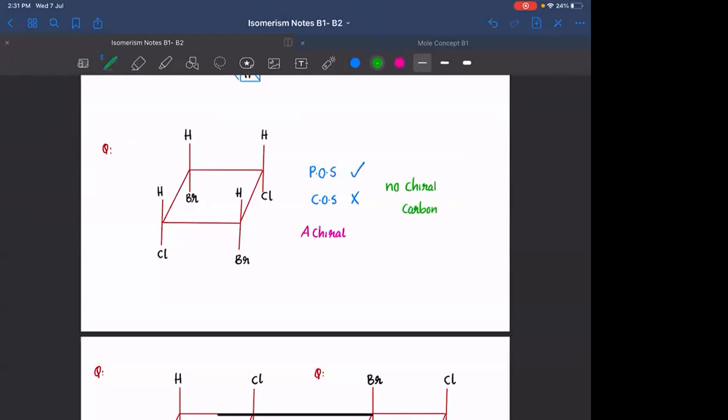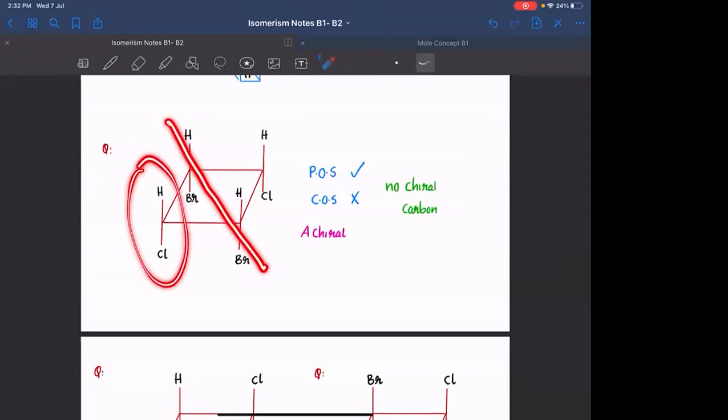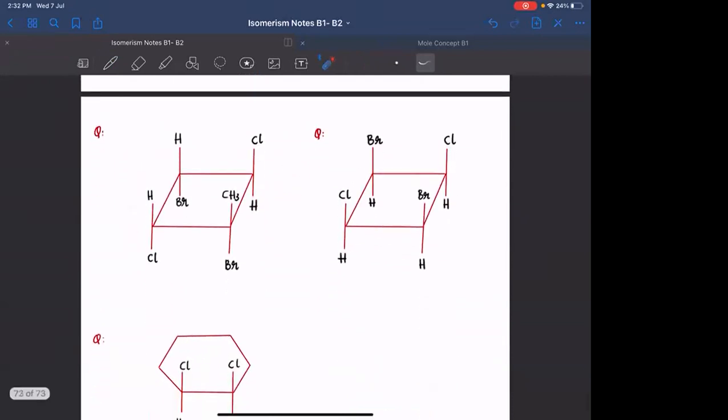Is that clear? And यहाँ पे plane of symmetry क्या होगा? This particular plane, the plane which is passing through these atoms. यहाँ पे HCl, यहाँ पे H और Cl. Clear? Okay. Answers.